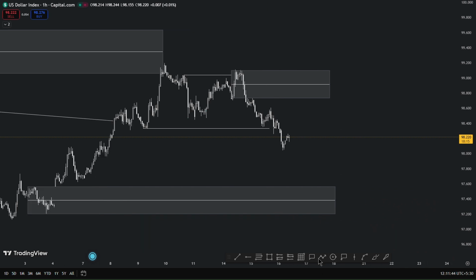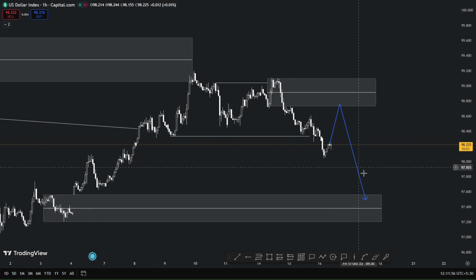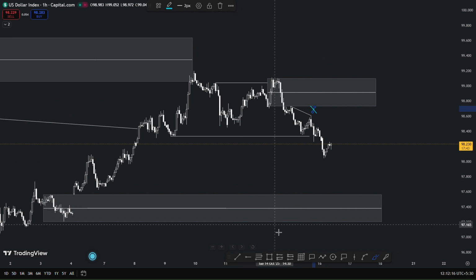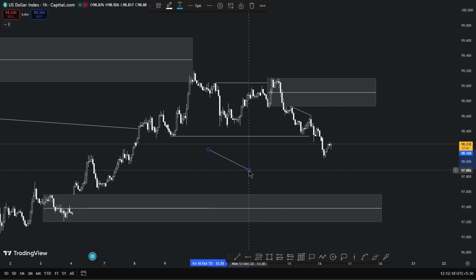It can also give a pullback till this H4 supply, and then it can give the move towards the demand. That's my view. On the dollar index, all these highs are liquidity which are going to get swept if the market gives a pullback before the actual move toward the downside. That's my view for the dollar index, nothing more.